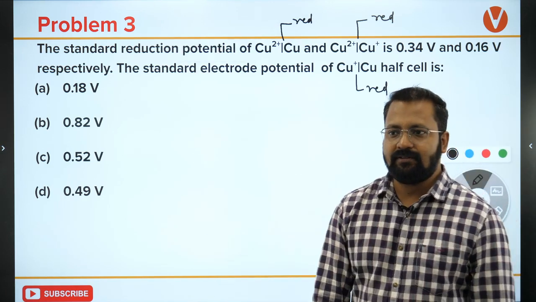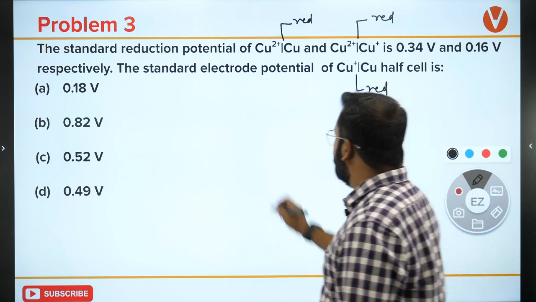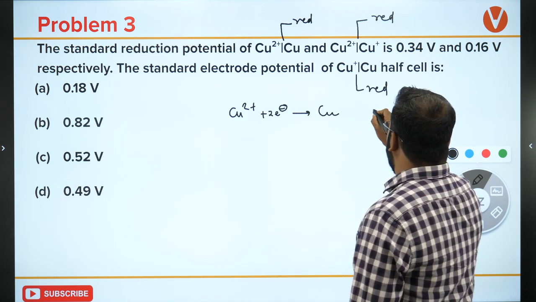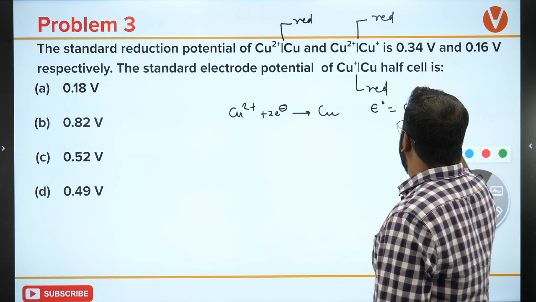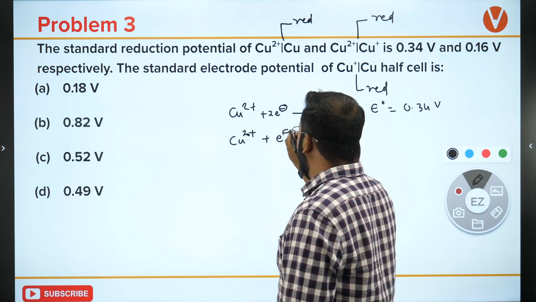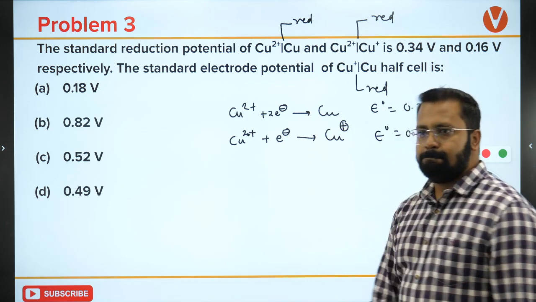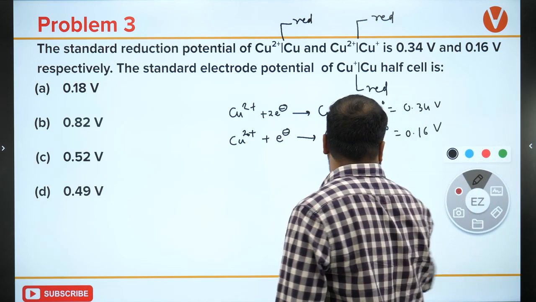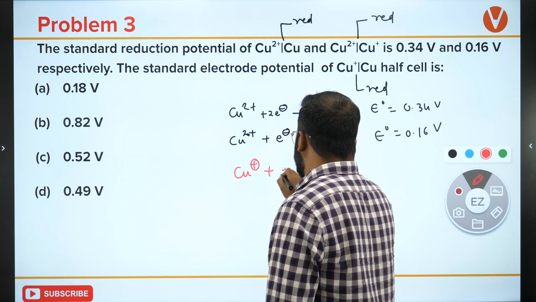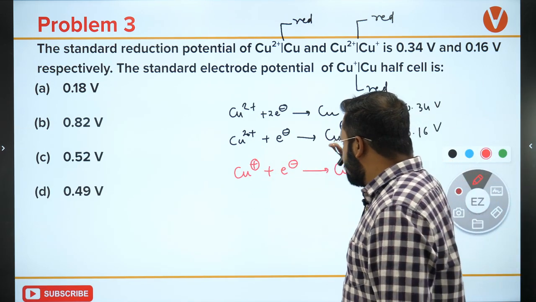Free energy method कैसे यूज किया जाता है? देखो कैसे यूज करेंगे. Cu2 plus takes up 2 electrons, converts into Cu. इसके लिए E नॉट वैल्यू दी गई है 0.34. Cu2 plus takes up 1 electron, converts into Cu plus, और इसकी E नॉट वैल्यू दी गई है 0.16 वोल्ट. Now I have to calculate it for this Cu plus taking up an electron changing into Cu. मुझे इस रिएक्शन के लिए निकालना है.